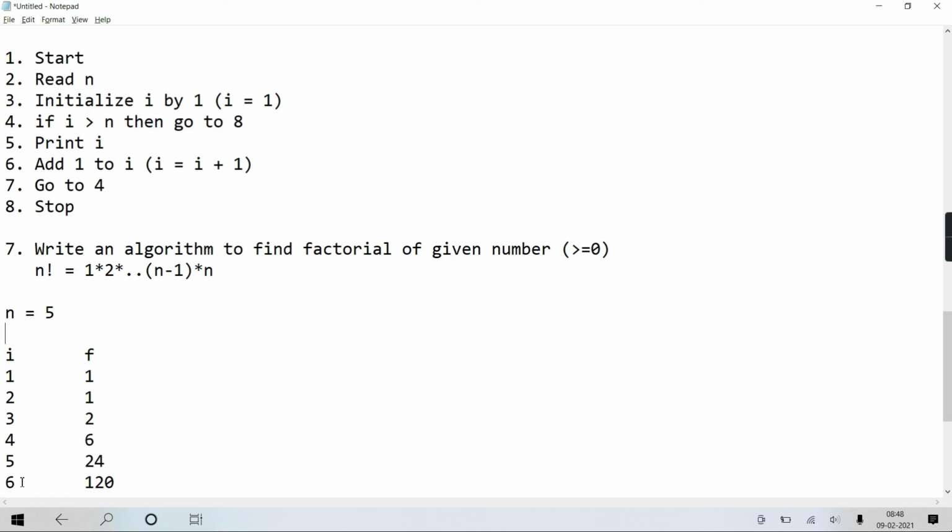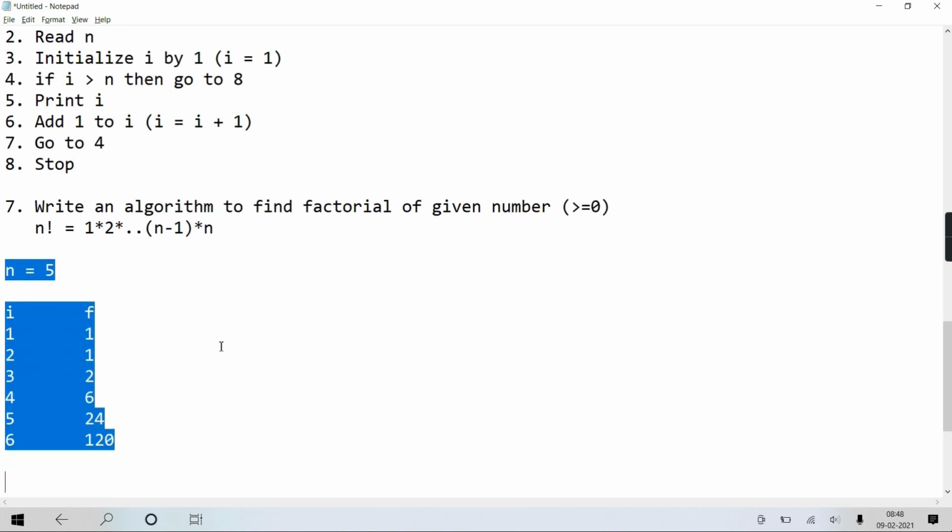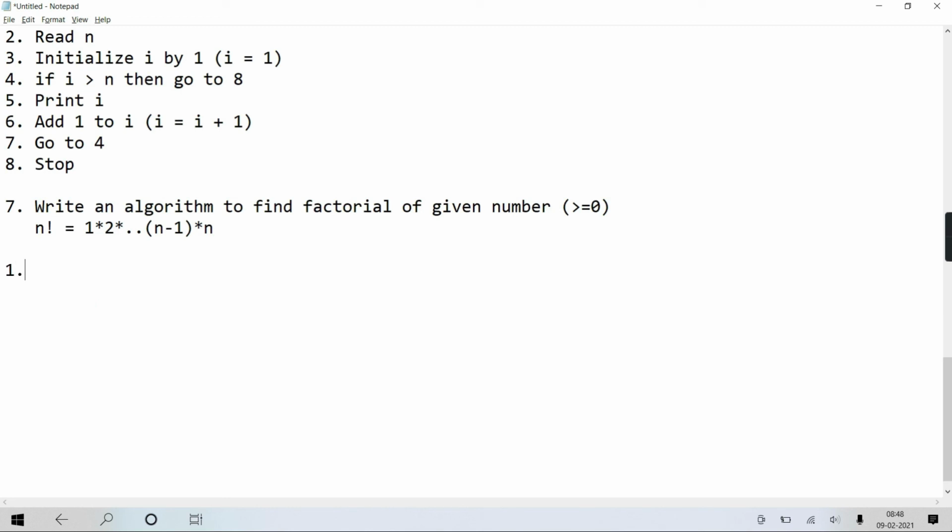Okay? And I will keep the count of whether we have done that many multiplications or not. Okay? So I hope it is clear to you. Quickly I'll write and give you the algorithm for it. See, first I'll accept n, read n. Second, I'll initialize I and f by 1. That is I equal to 1, f equal to 1.